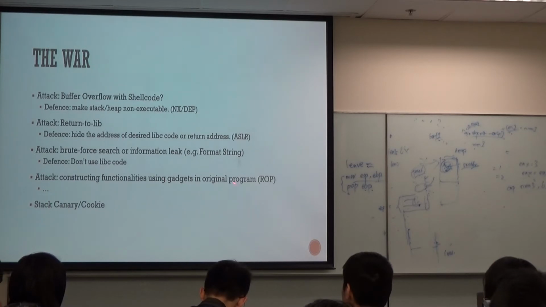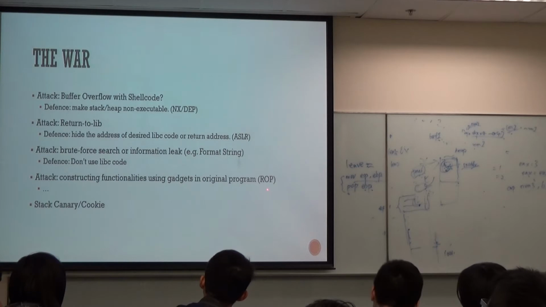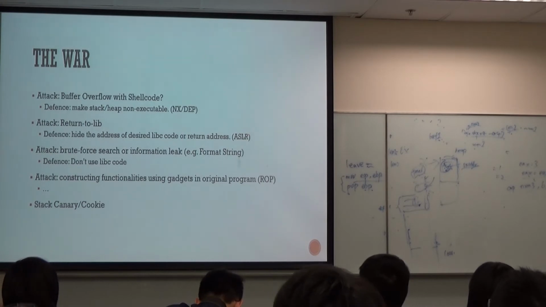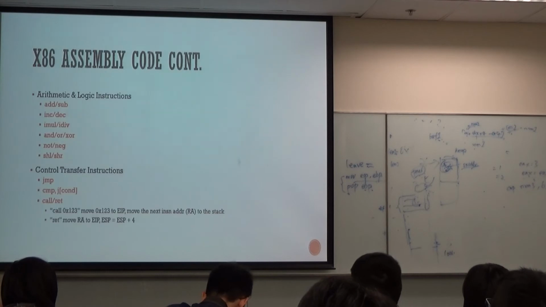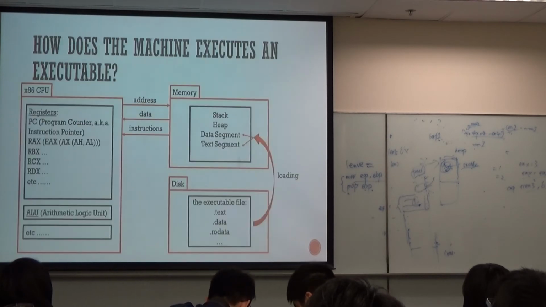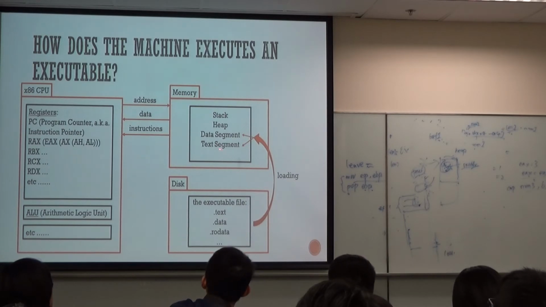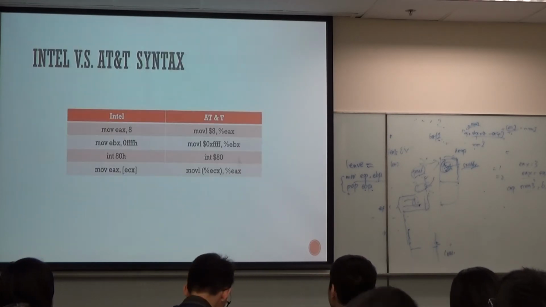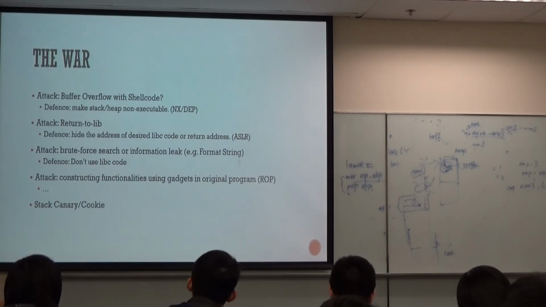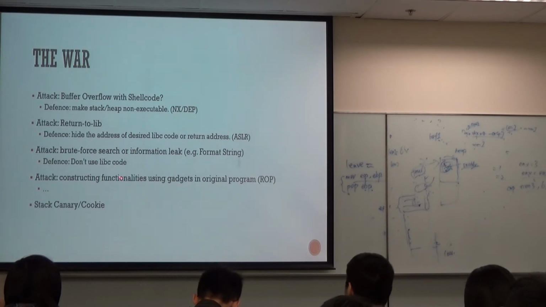Yeah, and then people came up with an idea called ROP, return-oriented programming, which is to return to the program itself. Then how to execute the program? How to construct the functionality of the malicious payload is by collecting the gadgets in the program.